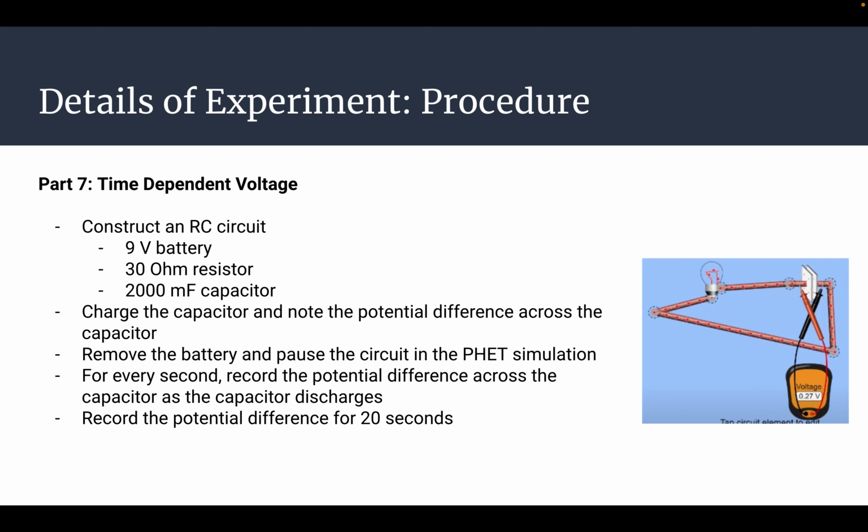Part 7. Time dependent voltage. Construct an RC circuit. Charge the capacitor and note the potential difference across the capacitor. Remove the battery and pause the circuit in the PHYS simulation. For every circuit, record the potential difference across the capacitor as the capacitor discharges. Record the potential difference for 20 seconds.